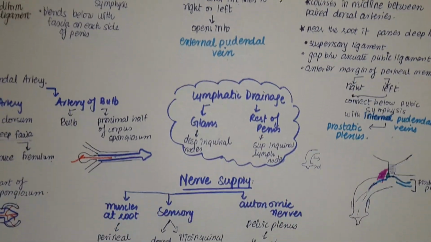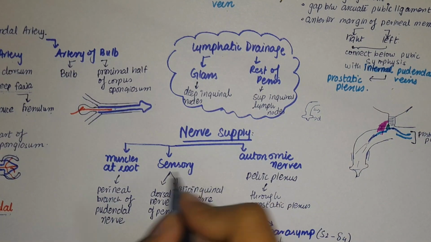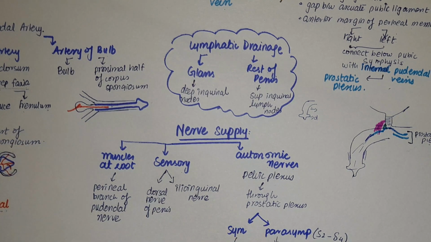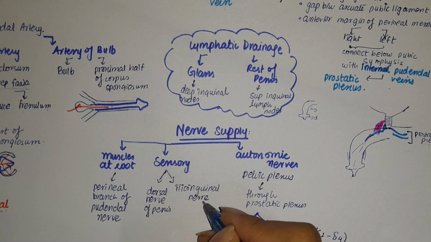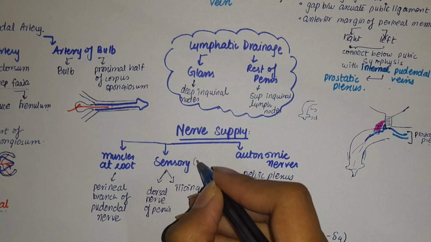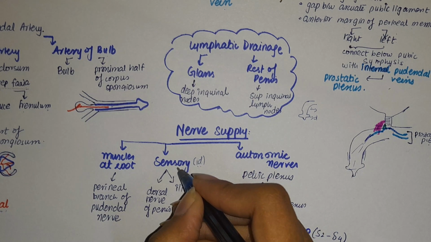Now we can talk about the nerve supply. First of all, we need to know that the nerve supply is sensory, it is supplied to the muscles of the root, and also it is autonomic. The sensory nerve supply is further divided into two parts, or it is obtained from two nerves. One is the dorsal nerve and one is the ilioinguinal nerve. Dorsal and ilioinguinal for sensory, or ID. I is for ilioinguinal, D is for dorsal nerve. This is the sensory nerve supply.